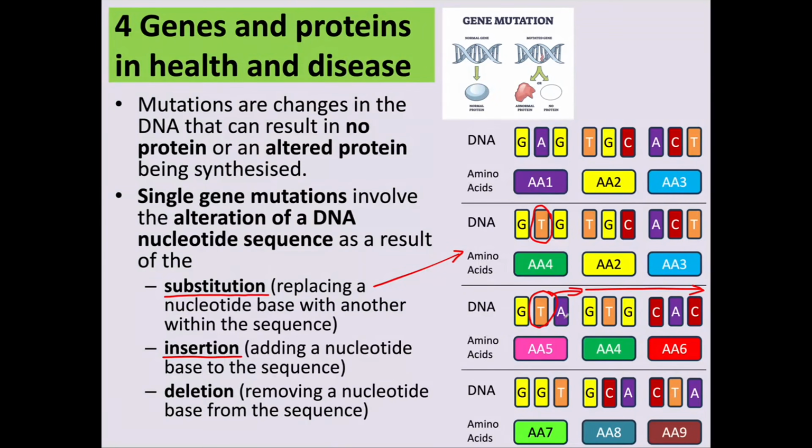Now, the impact of that is that not only do we change the amino acid that's coded for here by this first triplet of bases, we then change every subsequent amino acid that comes after as well. Okay, so that now codes for a different amino acid here, and this one also codes for a different amino acid here as well. Okay, so that's insertion right there.